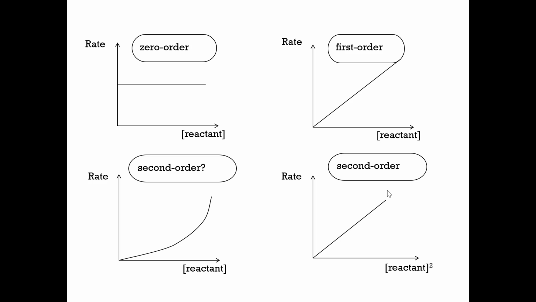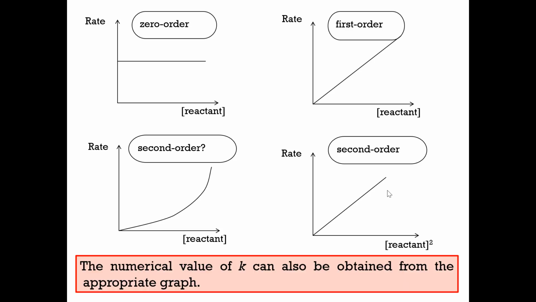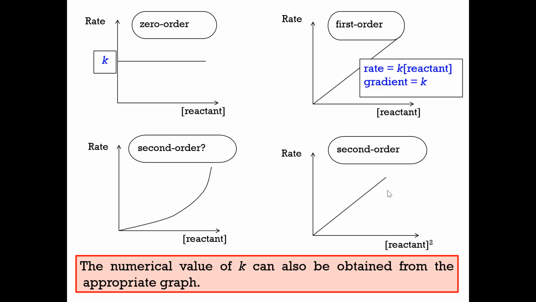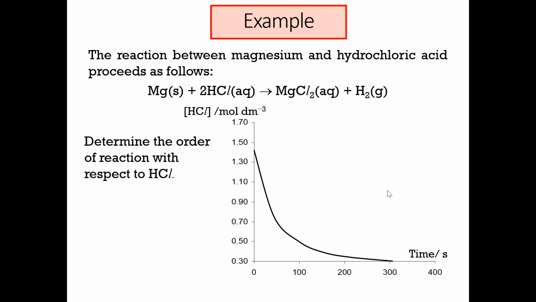So I'm going through this so that you know how we can draw the conclusion. I've gone through these in the earlier parts with respect to the rate equation, so you can look at them again if you feel lost when I'm going through this portion of it. The numerical k value can also be obtained from the appropriate graph. So for zero order, the k will be the y value, whereas for first order, the k will be the gradient. For second order, this is it, the gradient of the rate versus reactant squared graph. Quite simple and straightforward.